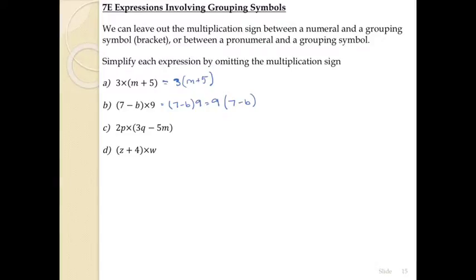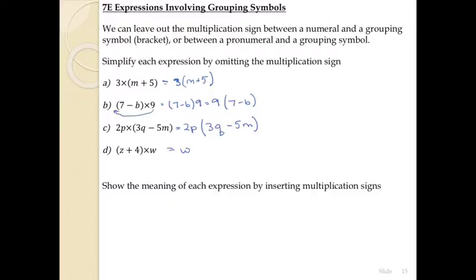Okay, and on this next one, again, all we're doing is taking out that multiplication sign between the pronumeral and the bracket, giving us 2p outside of 3q minus 5m. And on our fourth one, we put our w out the front, so we're going to put the pronumeral out the front. Just like up here, we moved the 9 to the front. We're now moving the w to the front. We put back in our brackets z plus 4.